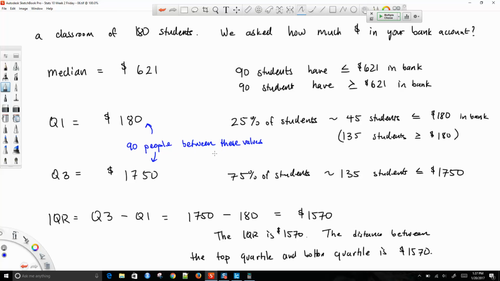Okay, and also 90 people outside of these values. Okay, so 45 students will have less than 180 in the bank, and 45 students will have more than 1750 in the bank. Okay. So half of people are between these two numbers, and half are outside of this range. Okay, but we also have an idea of things where half are below this number and half are above that number.